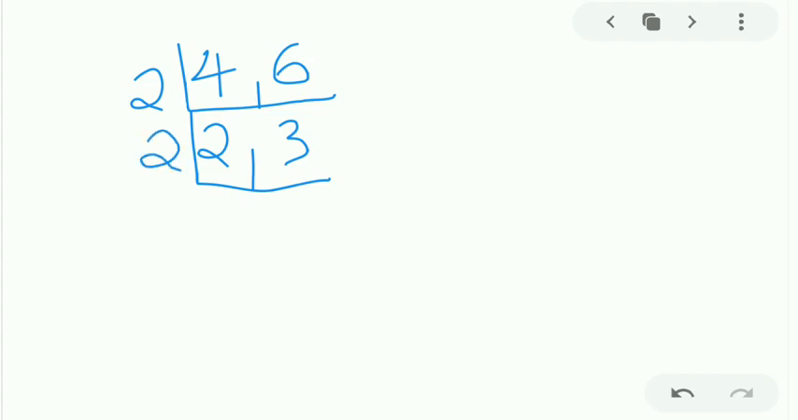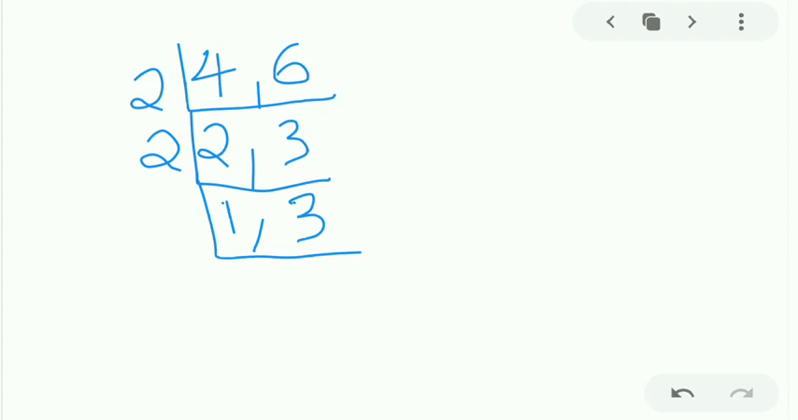I will take 2 outside. In 2, 2 is divisible by 2 one time, so I am writing 1 there. And the number 3 is not divisible by 2, so it is written as such in the next row. We will keep the number 3, which is not divisible by 2, as it is.